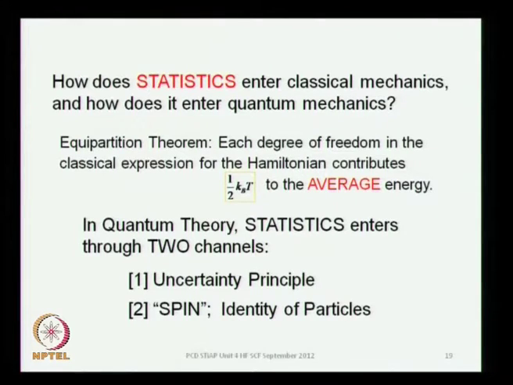and then statistics enters also through the spin of the particle, okay, because depending on what the spin is, you have to use a different form of statistics. If the spin is half integer, you would use Fermi-Dirac. If the spin is integer, you would use the Bose-Einstein. So, statistics and spin are very closely related, and I will discuss this further. So, let me first deal with a 2 electron system.